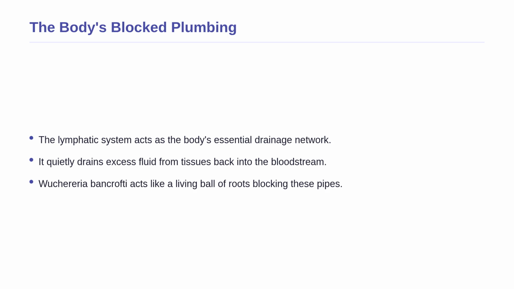To understand what this parasite does, imagine a bustling city with a complex plumbing system designed to drain away excess rainwater. If a massive ball of roots grows inside the main drainage pipes, the water has nowhere to go, causing the streets to flood. In our bodies, the lymphatic system acts as this essential plumbing network, quietly draining excess fluid from our tissues. Wuchereria bancrofti is like that living ball of roots. It gets stuck in our delicate lymphatic pipes, completely blocking the normal flow of fluid.